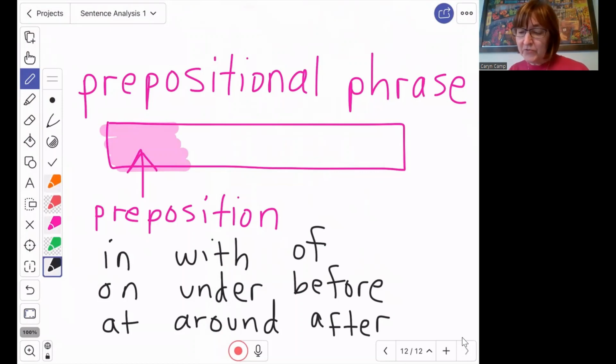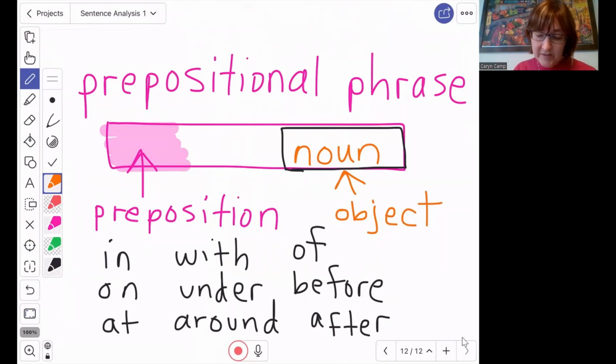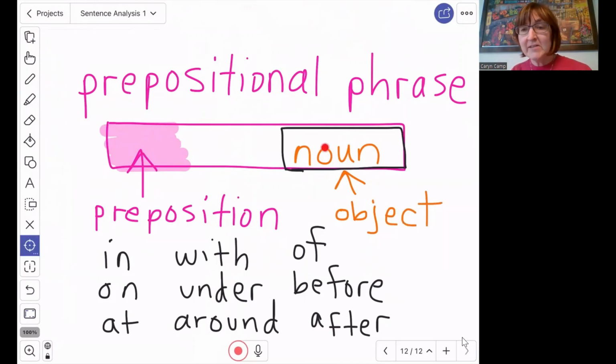Because if it's a prepositional phrase, then the very last word in the phrase is going to be a noun. And a prepositional phrase is not the subject of a sentence. It's not answering the question, what is this sentence about? Or who is this sentence about? That means this noun cannot be the subject of the sentence. And if it's not the subject, it has to be an object. Okay, so a prepositional phrase starts with a preposition and it ends with a noun.